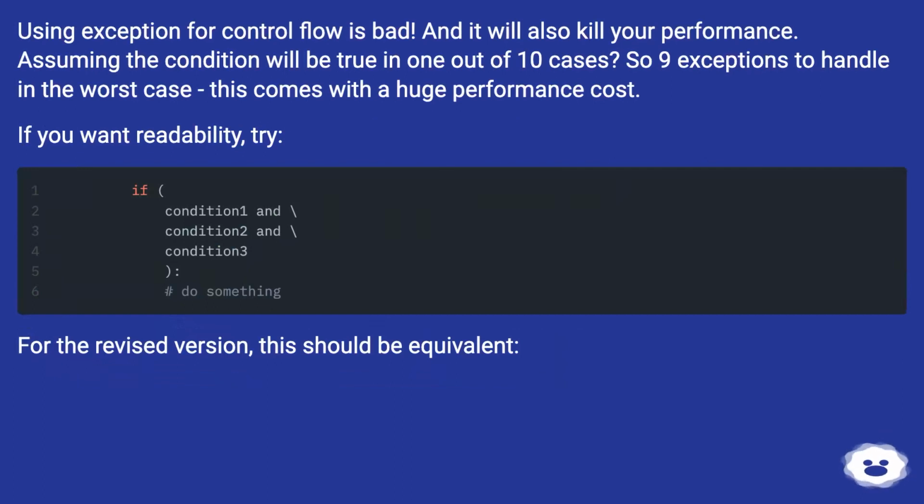Using exceptions for control flow is bad. And it will also kill your performance. Assuming the condition will be true in 1 out of 10 cases, so 9 exceptions to handle in the worst case, this comes with a huge performance cost. If you want readability, try this. For the revised version, this should be equivalent.